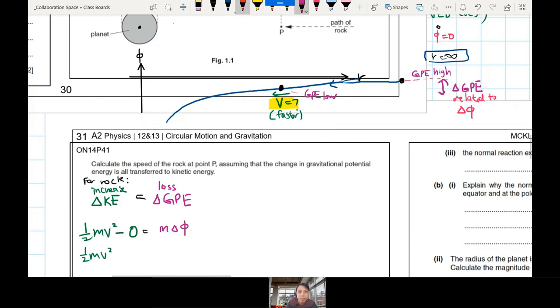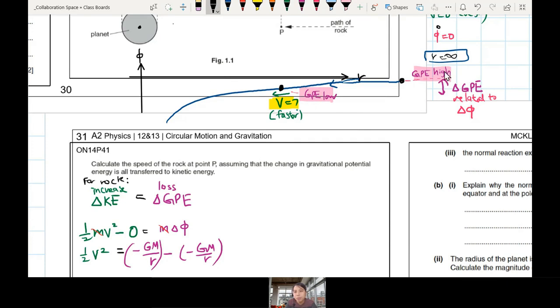M and M cancel out. Beautiful. Get rid of it. Don't care what the mass is. So half v squared equals the change in phi. You have to use your negative GM over r minus negative GM over r. Which one is bigger? Which one's smaller? Here is high GPE, so we use the high one minus the low one.